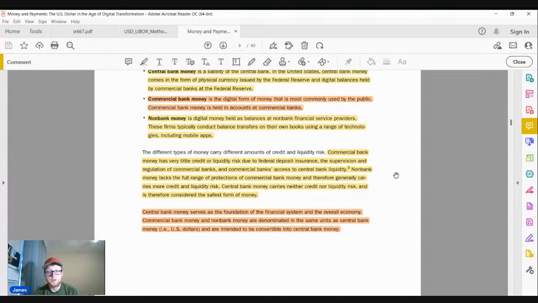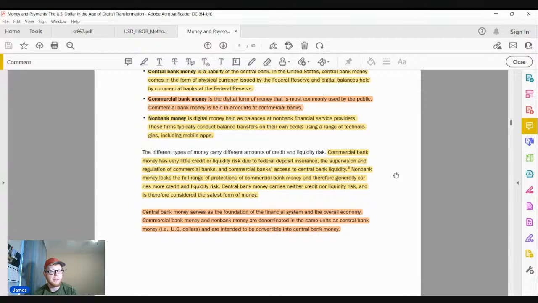Basically, they're saying non-bank money, where it's private, has relatively significant credit and liquidity risk, at least relative to central bank money or commercial bank money. And then your commercial bank money is like your bank accounts and stuff, where you have a little bit more credit and liquidity risk. At least that's what they argue. And they say that central bank money has none.